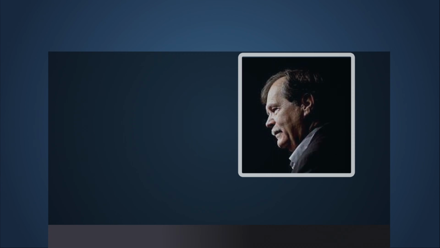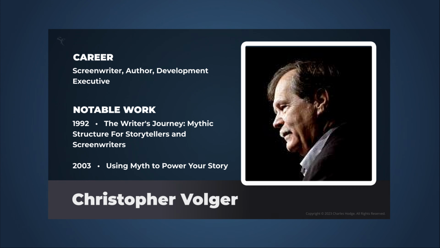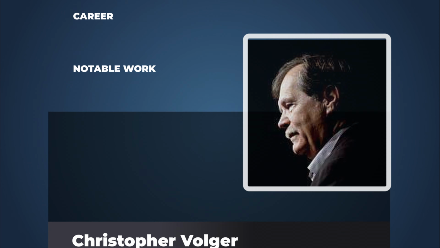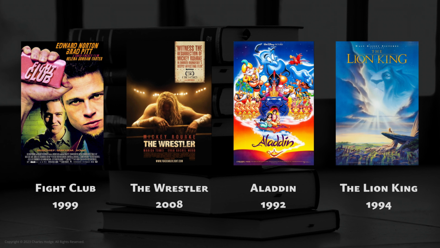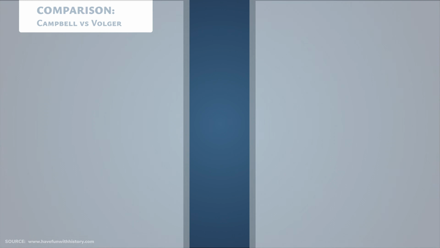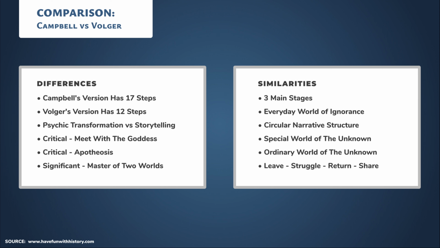Christopher Vogler created his condensed version of the hero's journey using Campbell's version as a model in 1992 when he penned The Writer's Journey: Mythic Structure for Storytellers and Screenwriters. As a storyteller and advisor, he's been on the creative teams of films such as Fight Club, The Wrestler, Aladdin, and The Lion King. Vogler's version omits some of the distinct steps found in Campbell's version, such as meeting with the goddess and apotheosis. And these omissions may be problematic depending on the type of story being written.